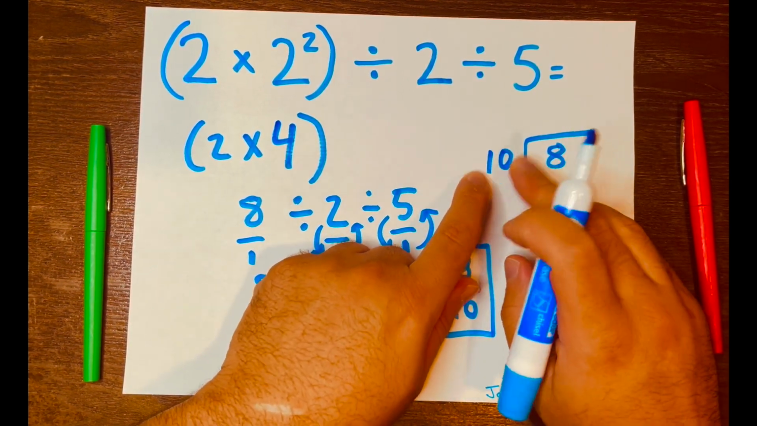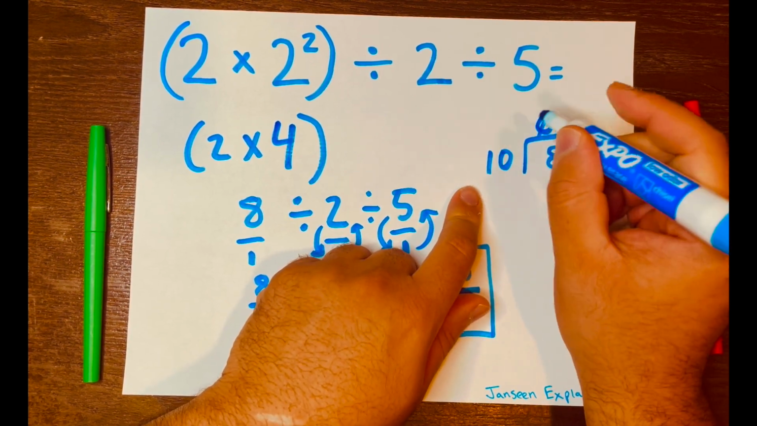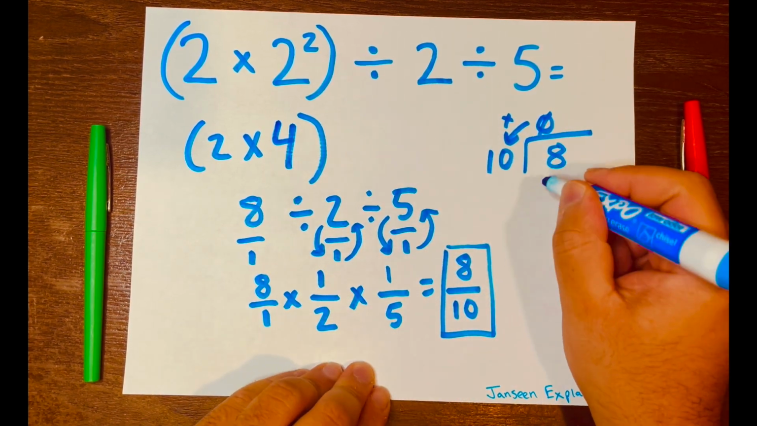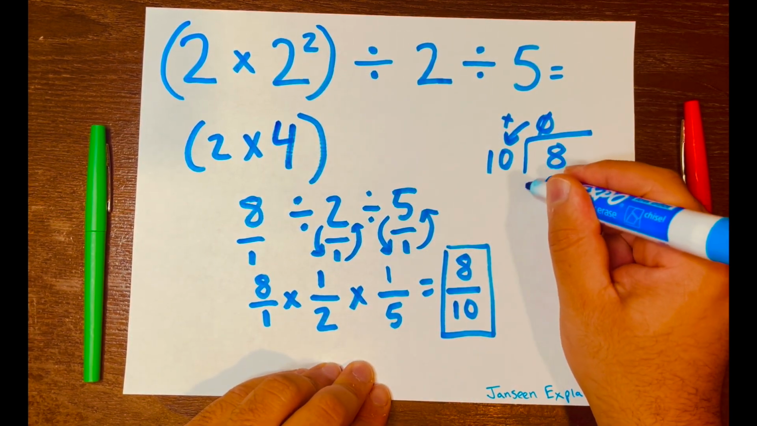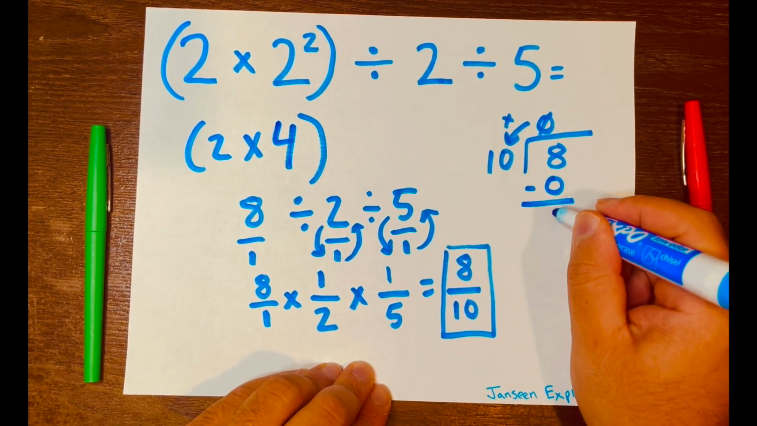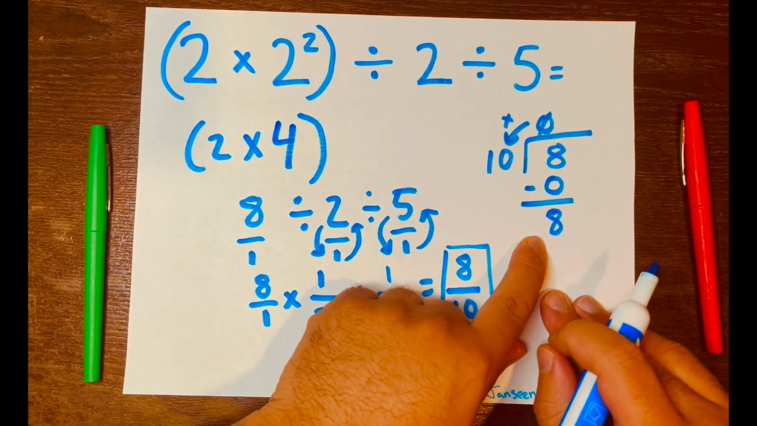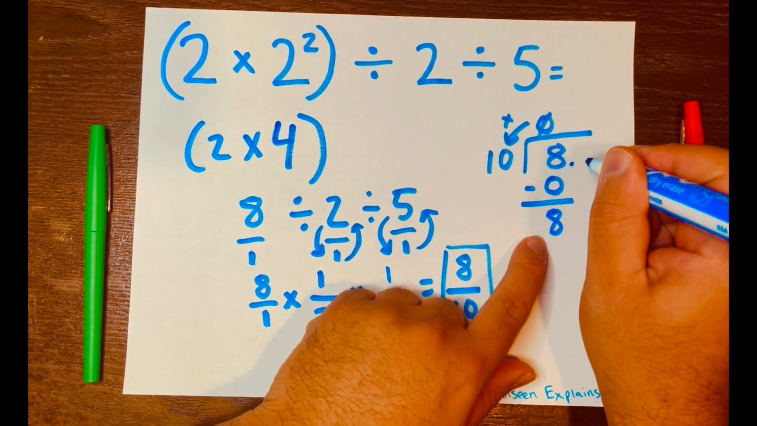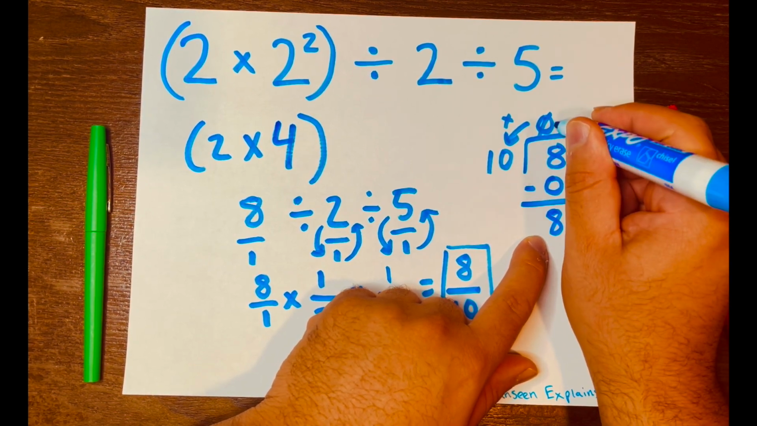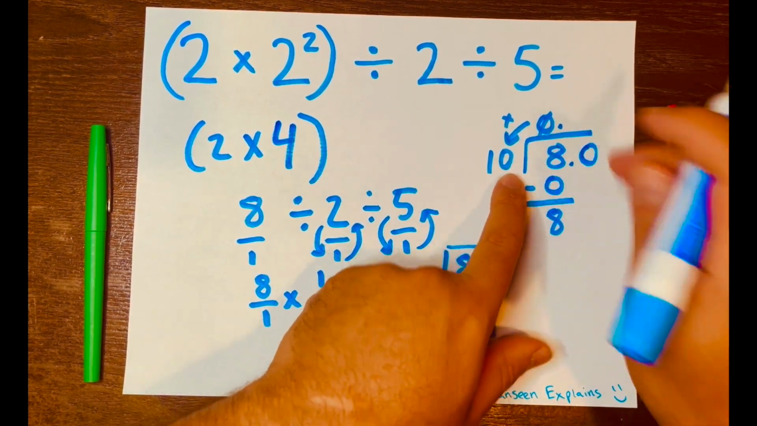So how many times can 10 fit into 8? You cannot. So that'll be 0. And so you multiply 0 times 10 is 0. And you subtract 8 minus 0 is 8. And now how many times can 10 fit into 8? You cannot, so you're going to have to borrow. So we'll borrow 0. So I added a decimal after the 8 and a decimal after the 0 on top of the long division symbol.